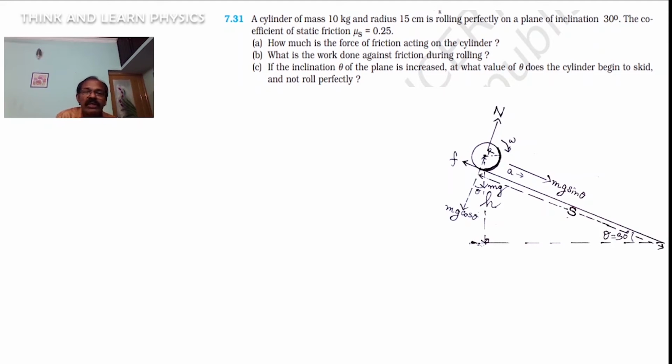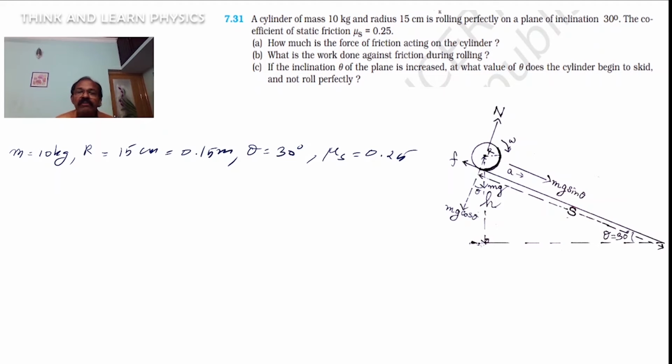Let's write down various quantities in the problem. First, mass of the body equals 10 kilogram. Radius of the body capital R equals 15 centimeter equals 0.15 meter. Theta equals 30 degree. Coefficient of static friction mu s equals 0.25. Now let's do the first part, A part.